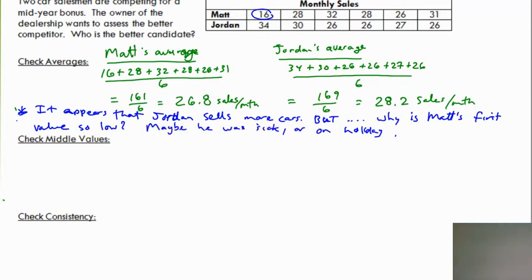Now it says, what about checking the middle values? Well, we had 6 values of each. So if we were to list the middle values, we reorder them. For Matt, if we put them in order, 16 is the first one. The next lowest is 26. The next lowest is 28 and another 28, and 31 and 32 are the last ones.